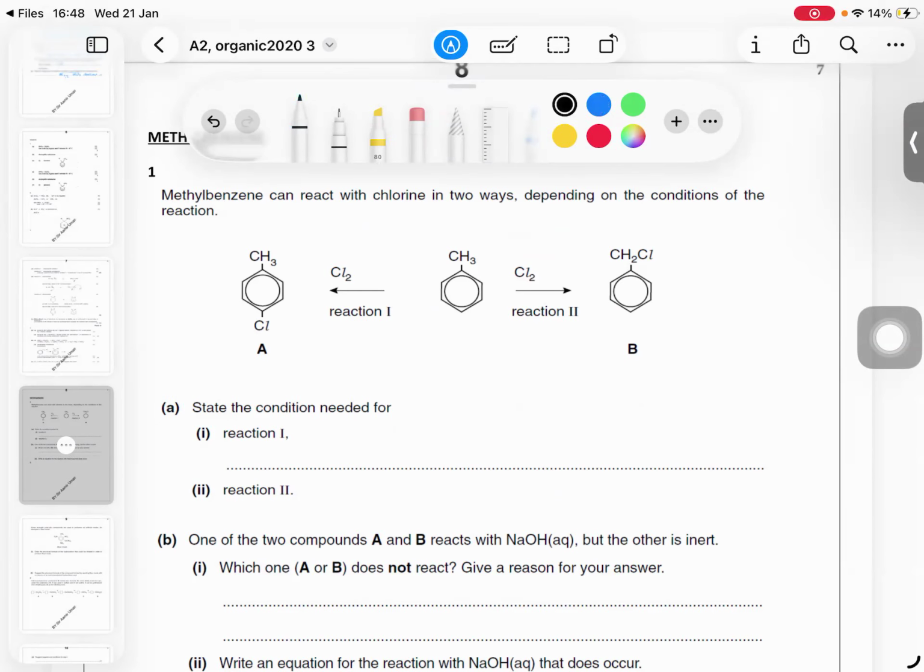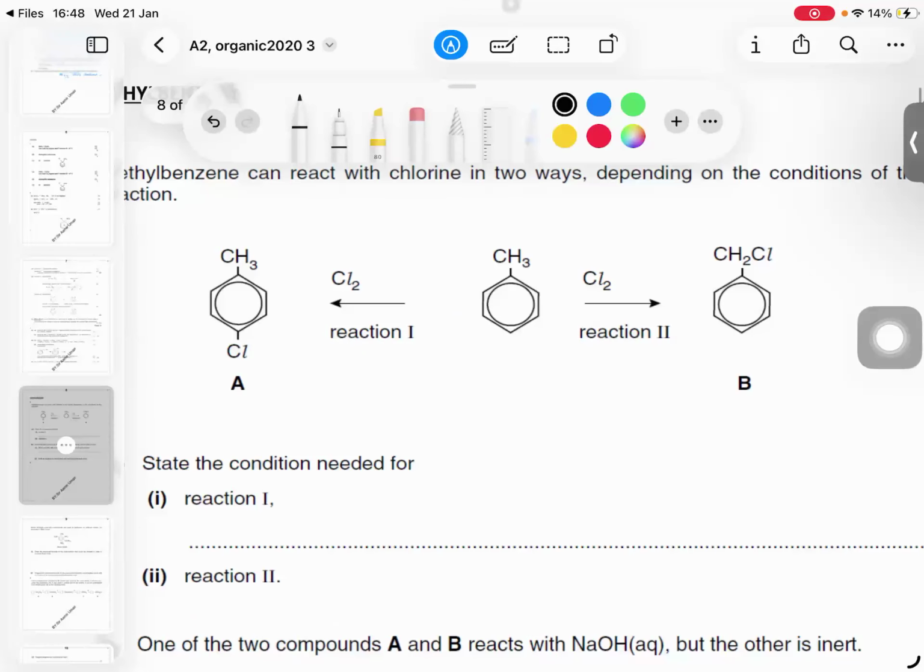Look at this. This is methyl benzene. Can you see what is happening to this and what is happening to this? It is reacting with the chlorine to give monochloromethyl benzene. It is reacting with the chlorine to give 4-chloromethyl benzene. So what do you suggest? The reaction 1 condition and reaction 2 condition.